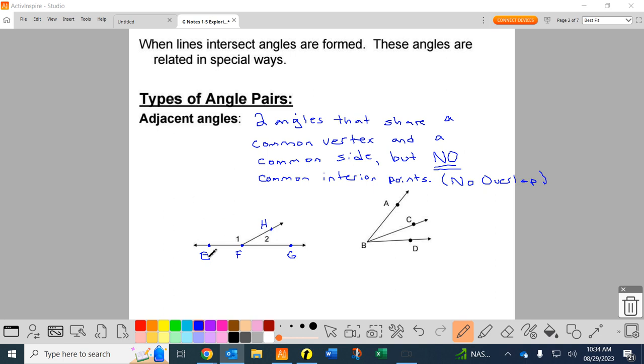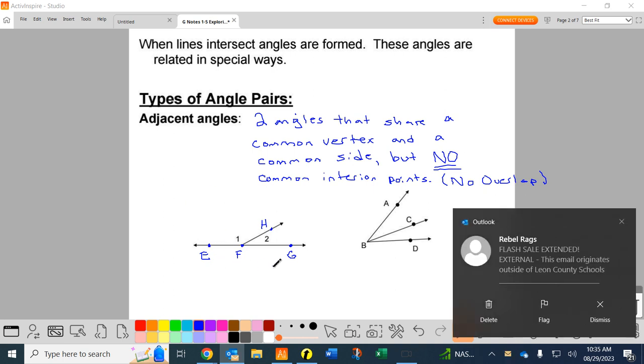I'm going in this order, just so you can see, because that way you can identify. From left to right, E, F, G, and then H up in the air. The only reason I'm putting those on there is so we can name which one is the vertex and which one's the common side. So guys, looking at these, what's the vertex that both the angles share? F. So F is going to be your vertex.